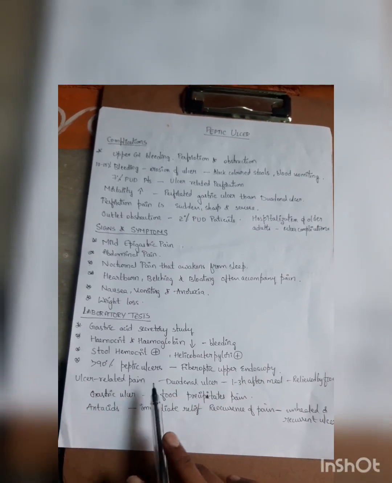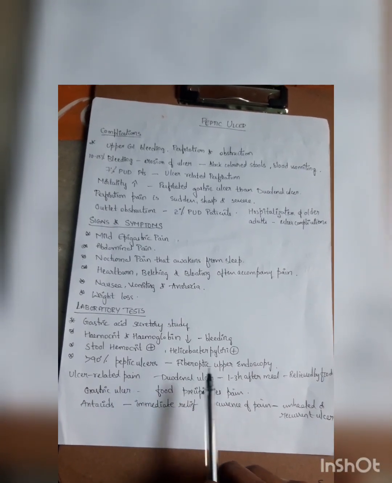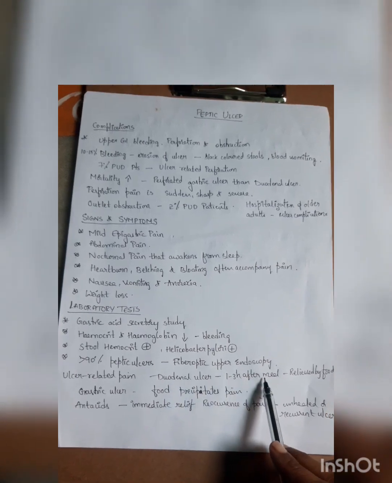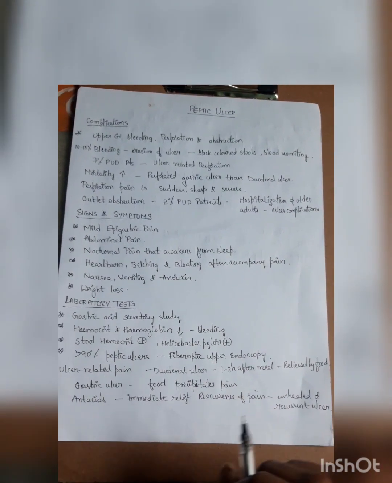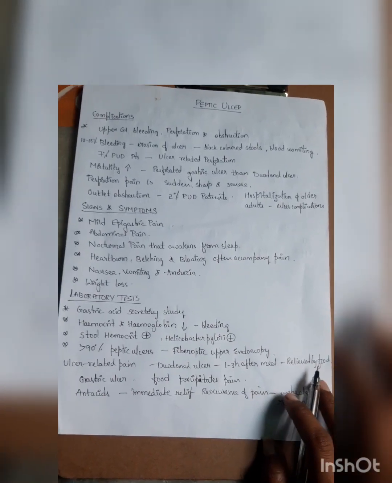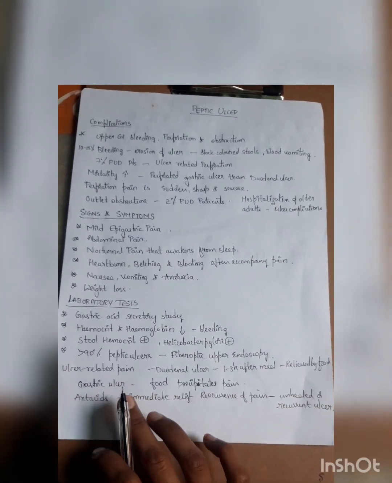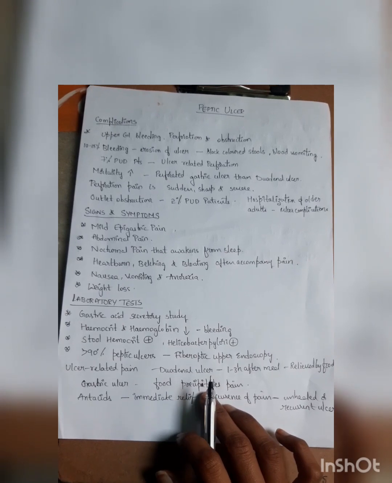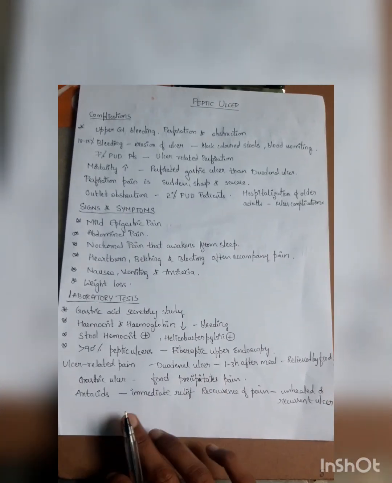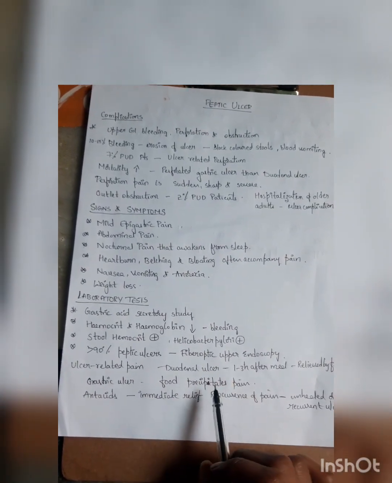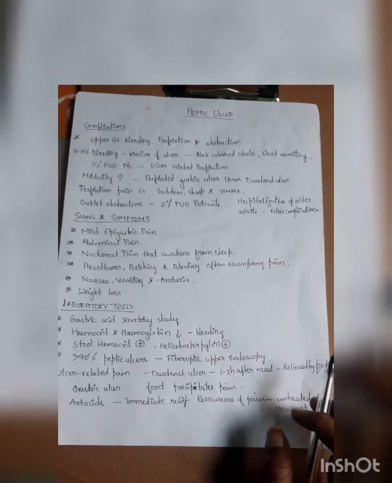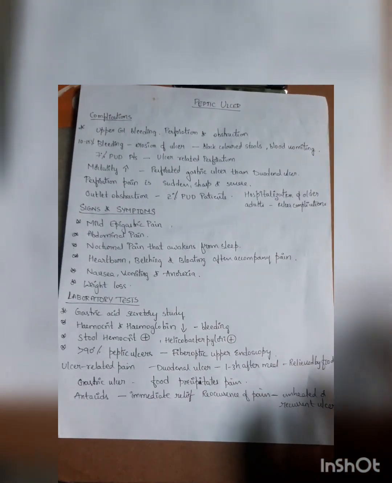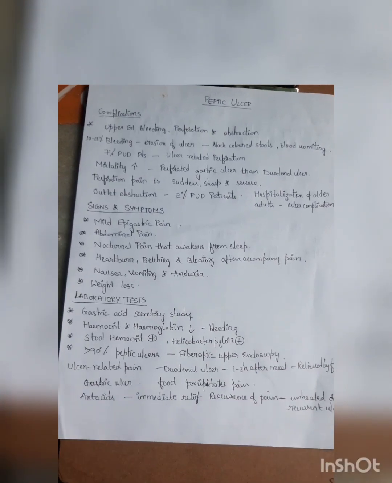Ulcer related pain in duodenal ulcer is seen within 1 to 3 hours after a meal, and this duodenal ulcer pain can be relieved by taking some food. Gastric ulcer pain is precipitated by taking food. Antacids are usually taken to provide relief, but this does not heal the ulcers or the causing agents.